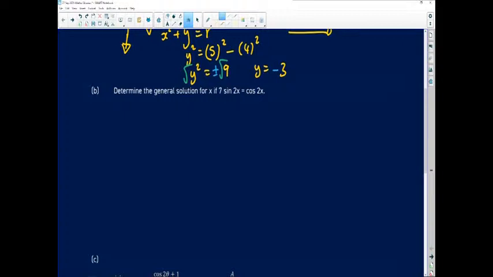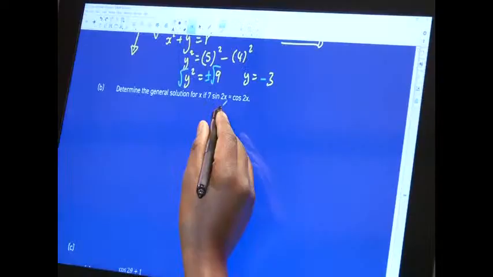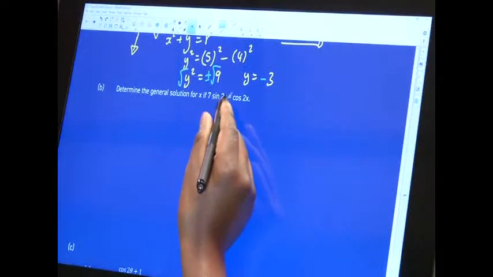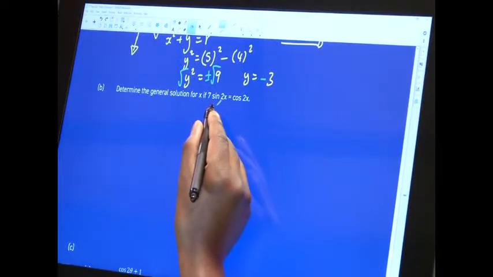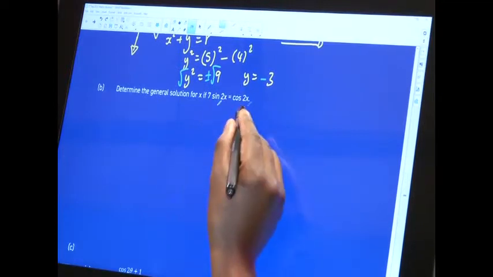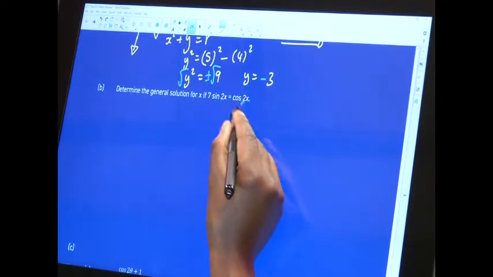B says, determine the general solution for x if 7 sine 2x is equal to cos 2x. Now, if you're not awake, you might look at the fact that these are double angles and try to expand them. I know this is 2x, so in our mind, we're already thinking, let's expand this according to the expansion of a double angle. But if you look here, you'll notice that you also have another double angle.